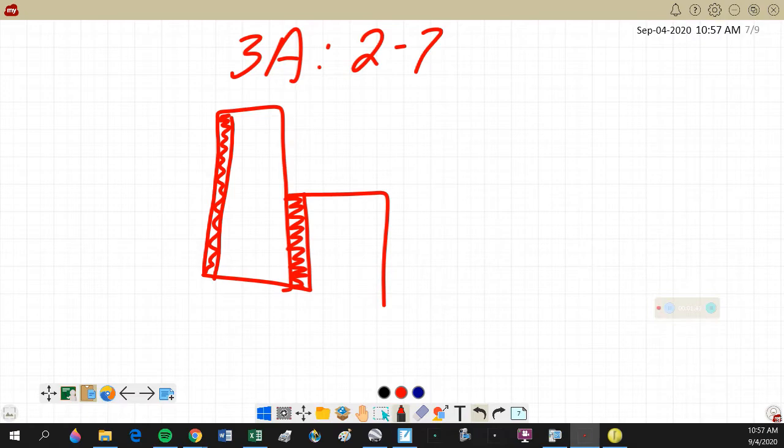What percentage scored over 60? So 10 and 20 makes 30. So D and C represent 30, which means B and A represent 70. We get that? Okay.